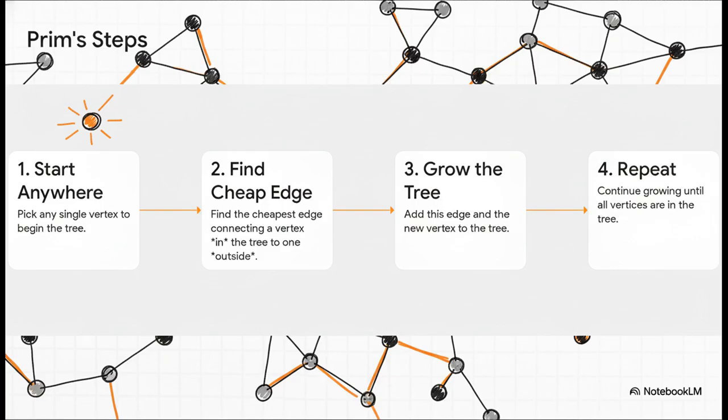Then you just repeat the process. From this bigger tree, you ask again, what's the single cheapest connection from anywhere inside my tree to the outside world? You find it, you add it, and you just keep growing like that until every single node is part of your network.